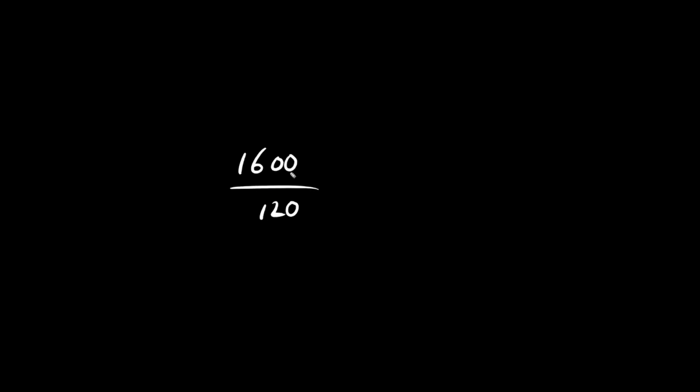Let's simplify 1600 over 120. Dividing top and bottom by 10, we knock off a 0. So we have 160 over 12. We now divide top and bottom by 2. This ends up being 80 over 6. Again, divide by 2. We have 40 over 3. This here is a reduced improper fraction.